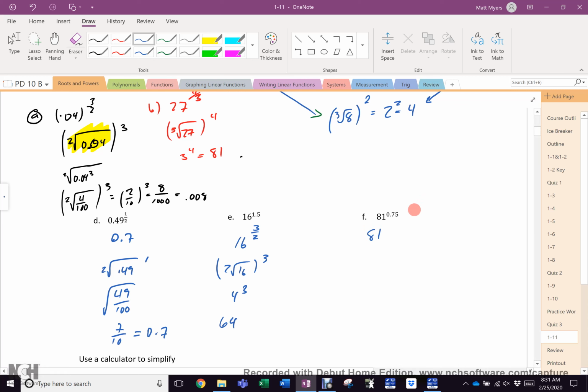81 to what fraction? 75 over 100, which you would never leave, because Mrs. Bag Crumble would go 8. 3/4.